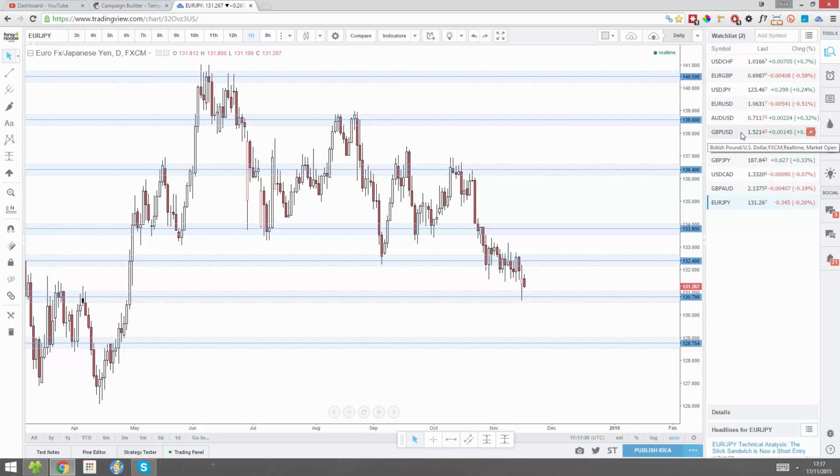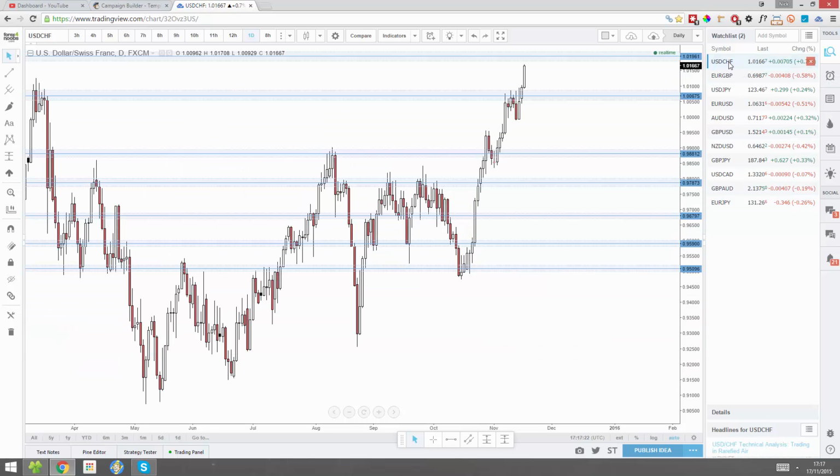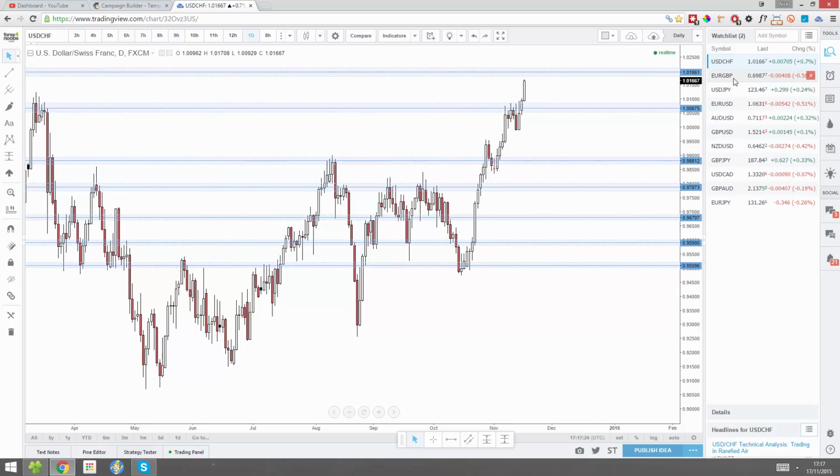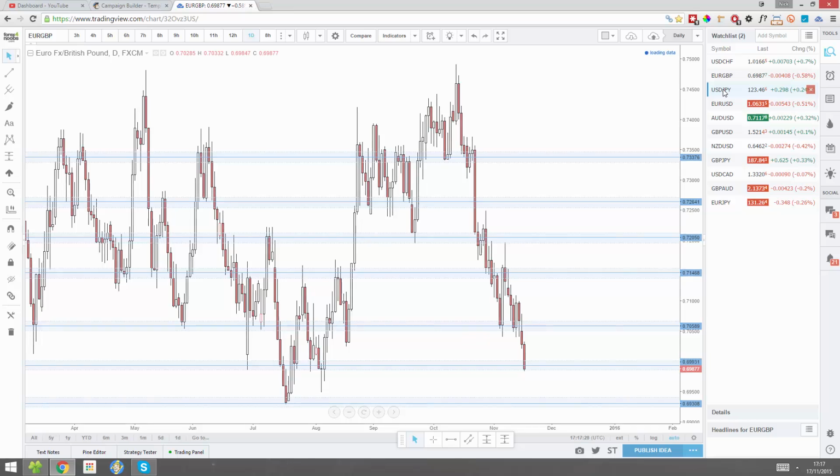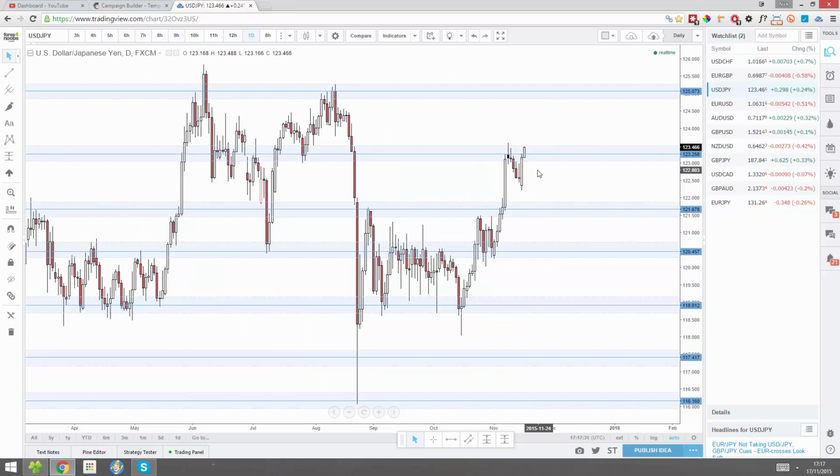So that's pretty much it for today's analysis. We got USDCHF that you should be watching out for. We got Euro GBP that again you should be watching out for, and USD JPY. There's a 90% chance this won't end up turning into something tradable, but it's something I'm going to keep an eye on anyway. So I hope you enjoyed the analysis.